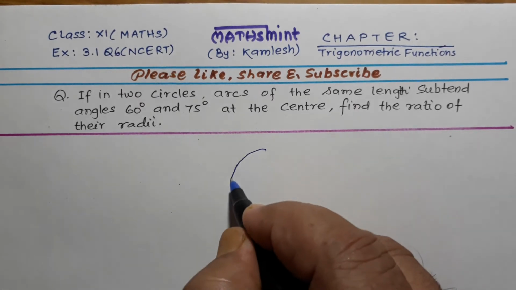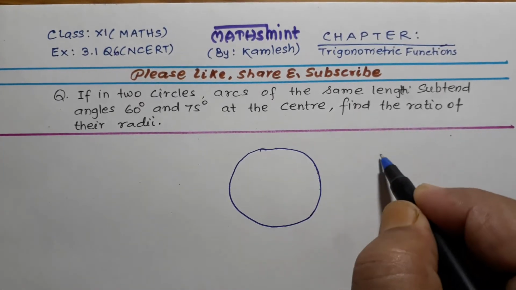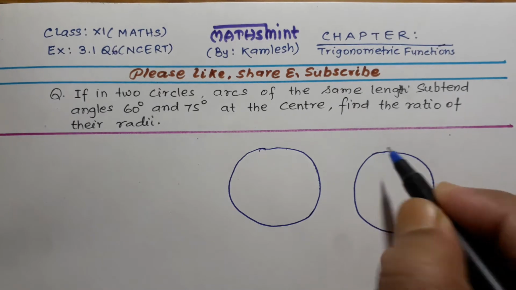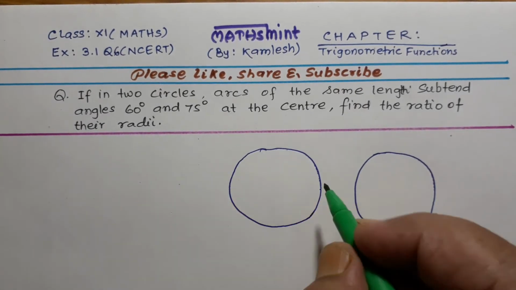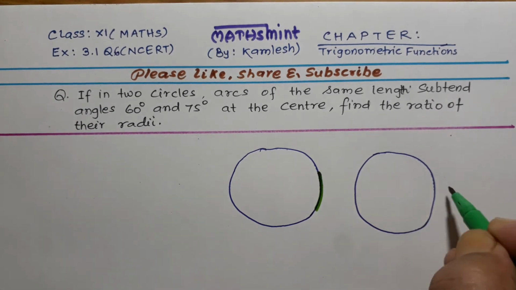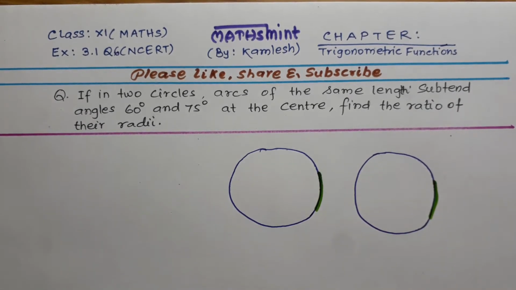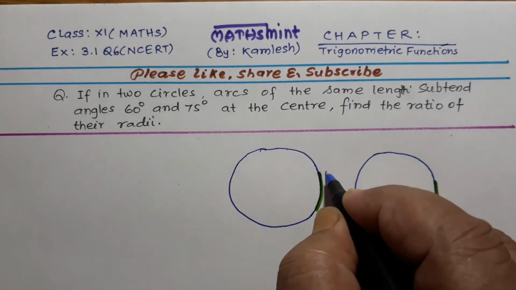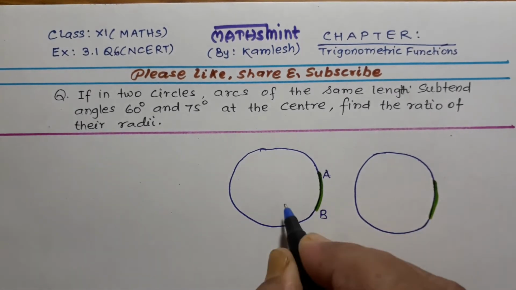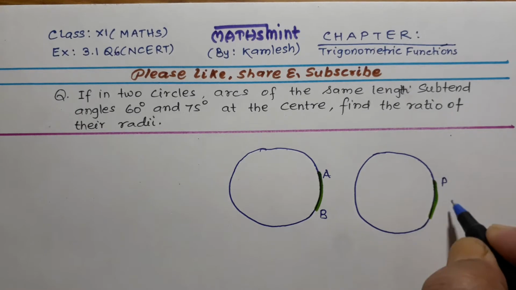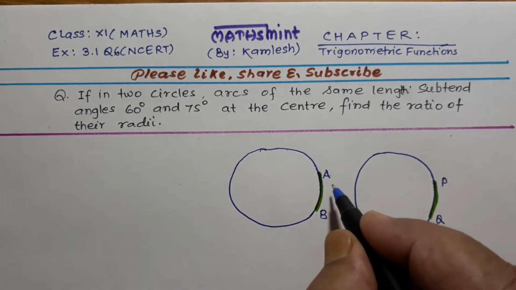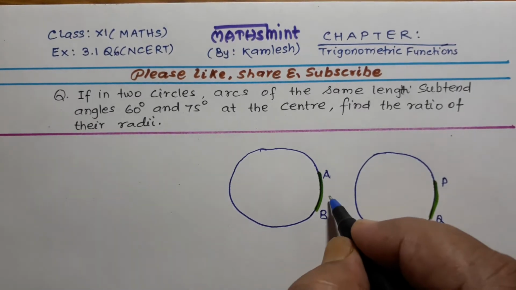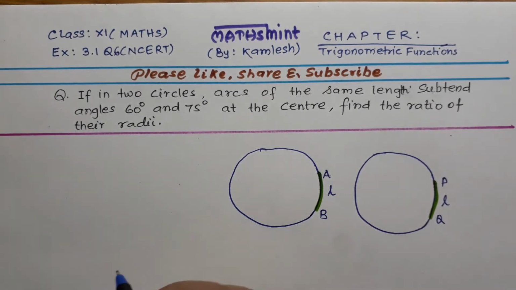Question is, if in two circles arcs of the same length subtend angle 60 and 75. So suppose these are two circles which have equal length of arcs. Suppose this is arc AB in one circle, and PQ is another arc in another circle. The lengths of both the arcs, AB and PQ, are equal, so let it be L, and it will also be L.